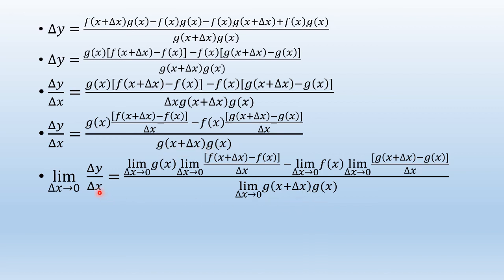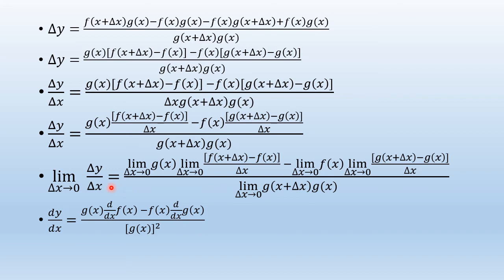What will be the results of these limits? This will become dy by dx. This does not have any del x, so it will remain g of x. This will become d by dx of f of x. This does not have any del x, so it will remain f of x. And this will become d by dx of g of x. The denominator will become g of x plus 0 into g of x, that is g of x into g of x, so it will become g of x whole square.